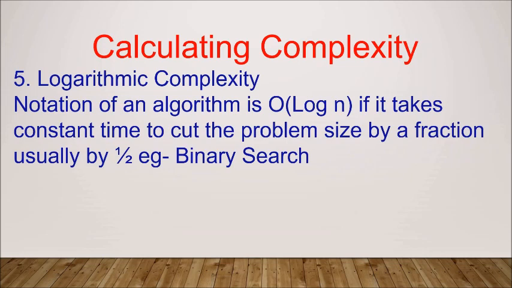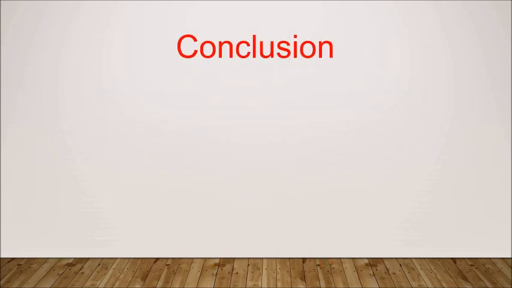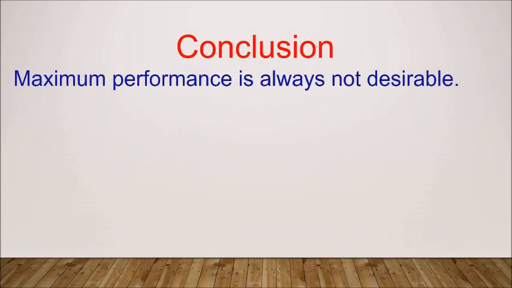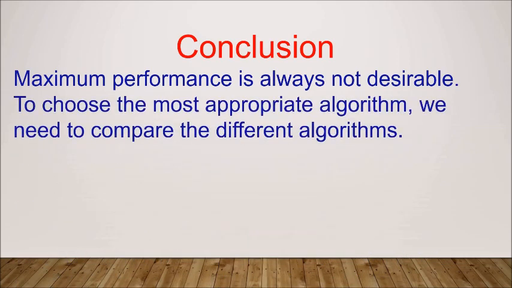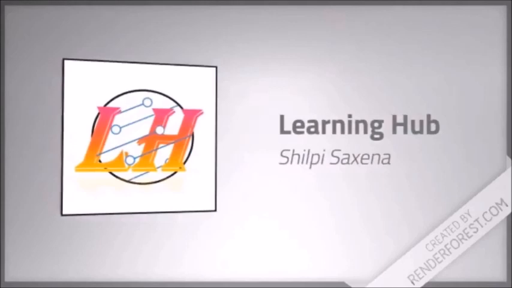So the conclusion is that maximum processor performance is not always desirable, because we are using our own way to develop a program. So to choose the appropriate algorithm, we need to compare the different algorithms. Suppose I am assigning you to write the program, the most appropriate algorithm is the one which needs fewer resources and less time to get executed. So I hope you understood the basics of algorithm efficiency.